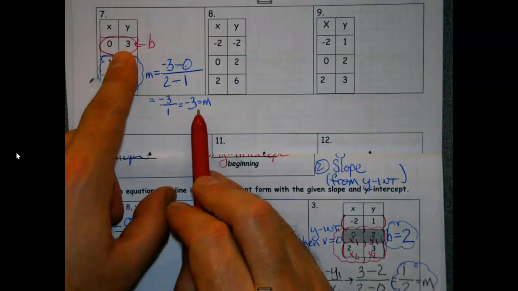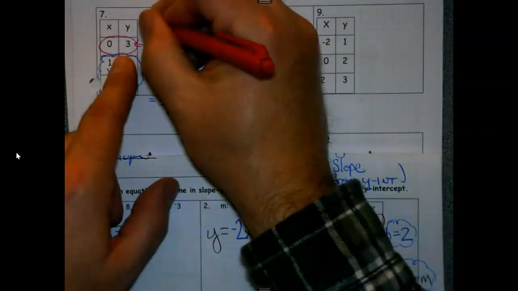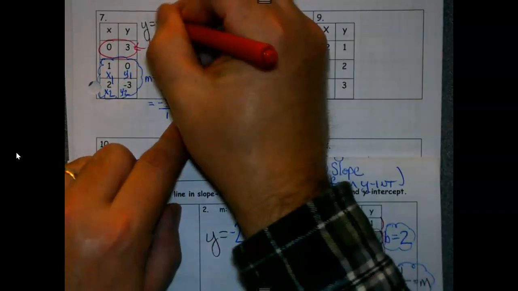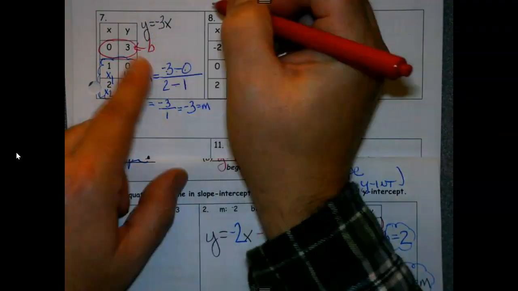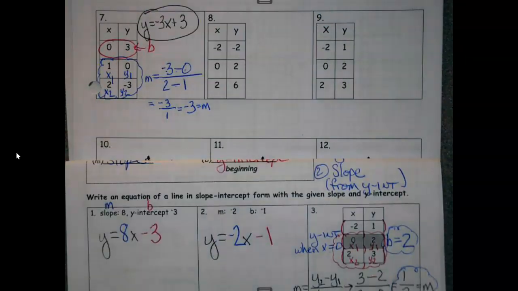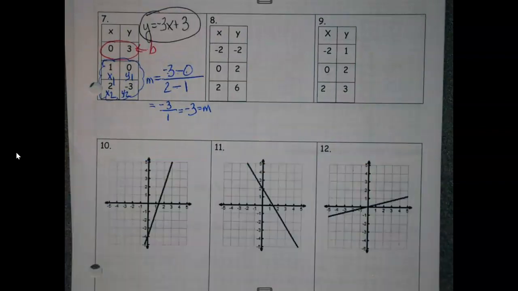So now I've got m and b. y equals mx plus b. And I'm off and running. But you always have got to find the one where x equals 0 if you want to find your b right away. Otherwise, that gets a little complicated.